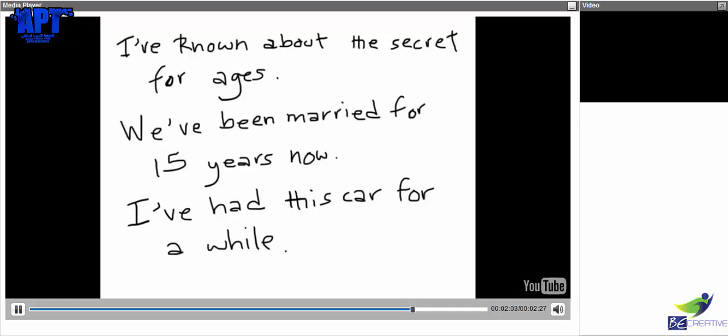As you can see, in each of these sentences, a time period is mentioned, but no starting time is given. And there you have it, the difference between since and for. Keep these points in mind and remember to keep practicing.